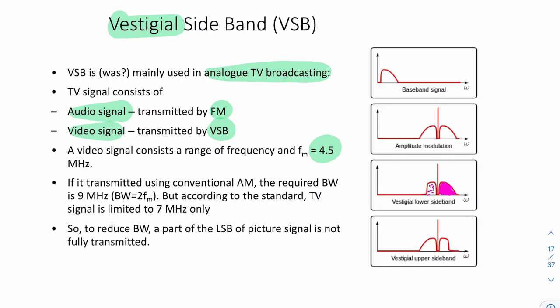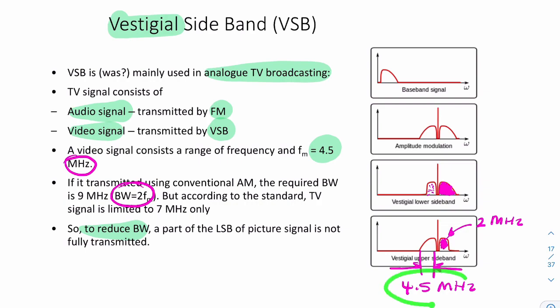So because we're talking about a message bandwidth or a message signal of 4.5 megahertz, that's not kilohertz, that's megahertz. Twice that would be 9 megahertz, and that's a lot. So to reduce that 9 megahertz, we use one sideband and only part of the other. So this sideband, for example, the lower sideband is 4.5 megahertz. For the upper sideband, we wouldn't retain the full 4.5. We could retain, for example, 2 megahertz. So you'd have a total bandwidth of 4.5 plus 2, which is less than 9.